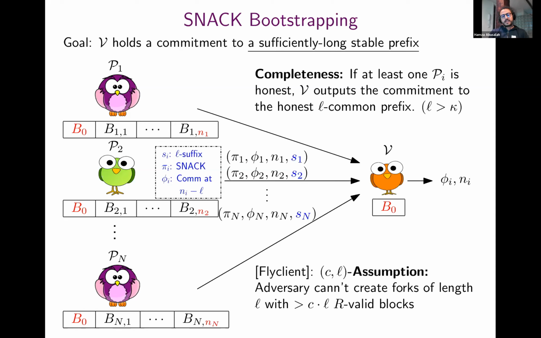It essentially says that an adversary cannot create a fork of length L such that a C fraction of the fork is valid. So you can see if C is 1, for example, this collapses to the L common prefix violation assumption. But the range of parameters for which this assumption holds is not really that well understood, and it will be interesting to analyze.